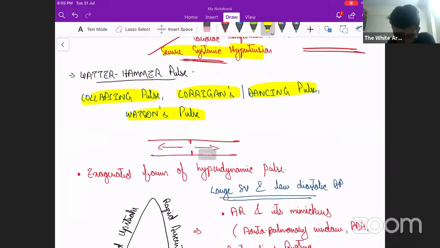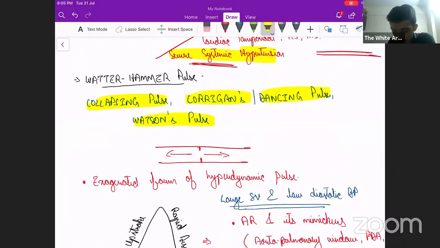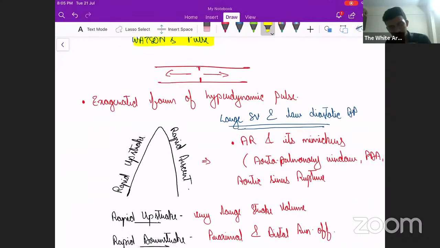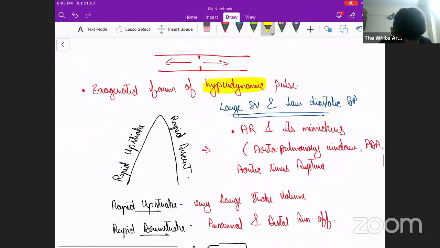What you see over here is a water hammer. In a water hammer, if you shake it like this, there will be proximal as well as distal runoff of the blood. That is what you expect in case of aortic regurgitation also. We'll see why that happens. It is nothing but an exaggerated form of the same hyperdynamic pulse. So what do you expect over here? You expect a rapid upstroke followed by rapid descent.